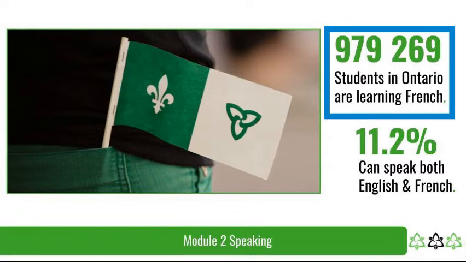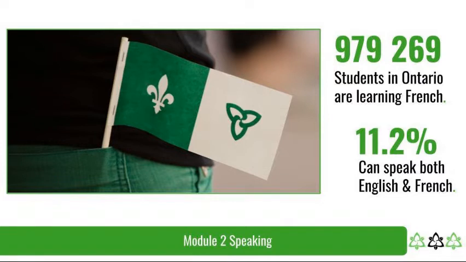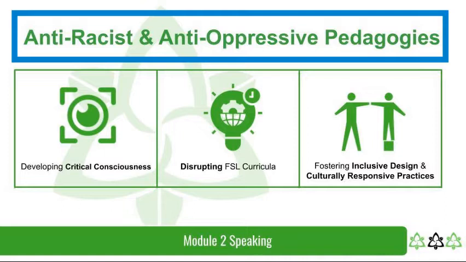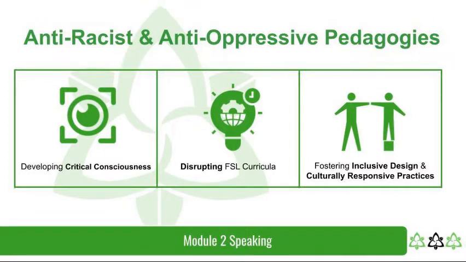979,269 Ontarians are currently learning French, 40% of whom are learning to speak within a core French model, whereas 11% are learning to speak within an extended or immersion model. More and more Ontarians are looking to learn French and recognize the importance of becoming proficient speakers in both national languages. FSL educators who adopt an anti-racist and anti-oppressive stance in their pedagogy hold high expectations for all learners and regard learners with an asset-based lens.